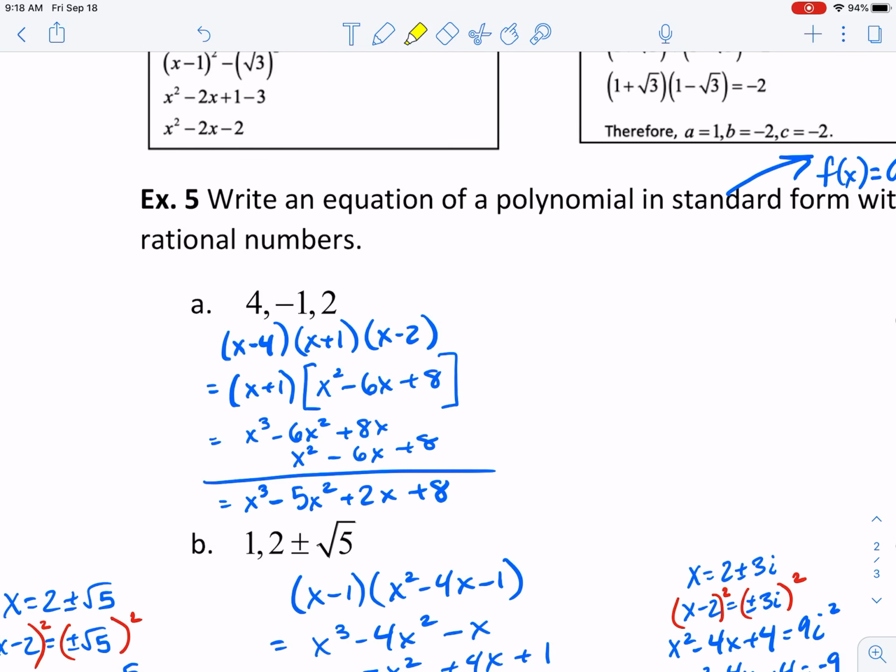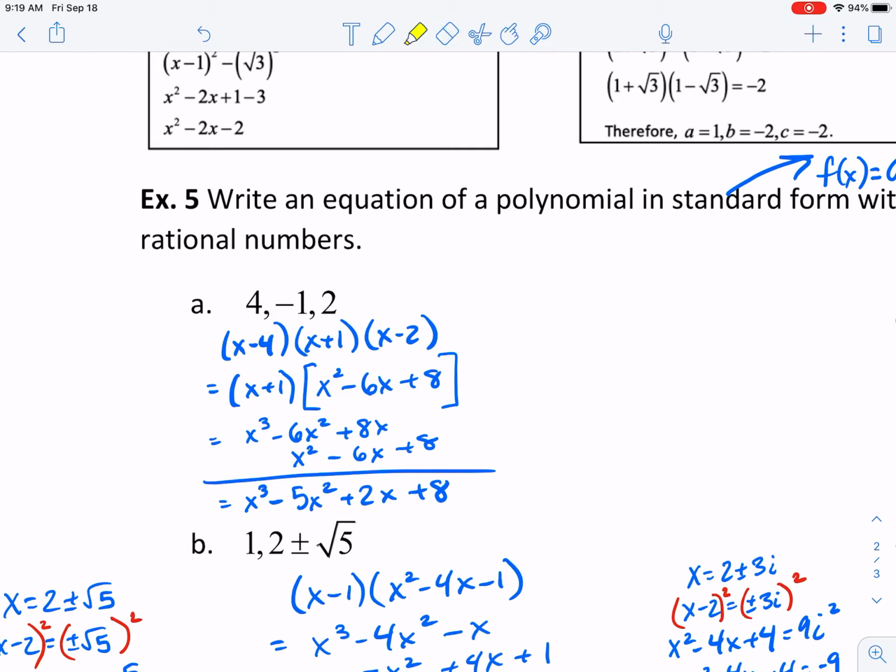What I do when I see this is I multiplied the two together that were the more complicated, because I had to do more multiplying with this x plus 1 right there. So I multiplied those two first. I multiplied x minus 4 times x minus 2, and then got this, and then multiplied through by x plus 1.